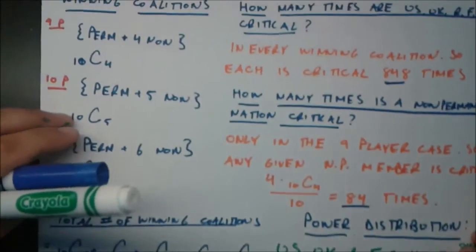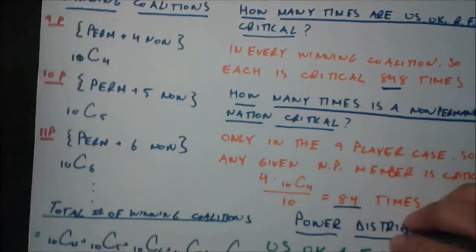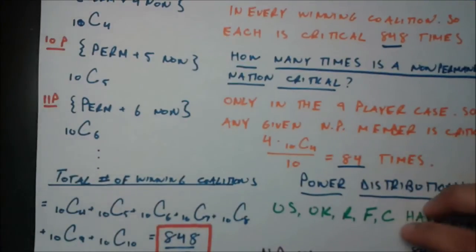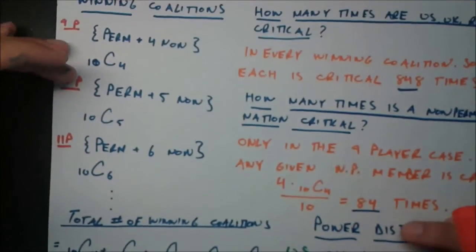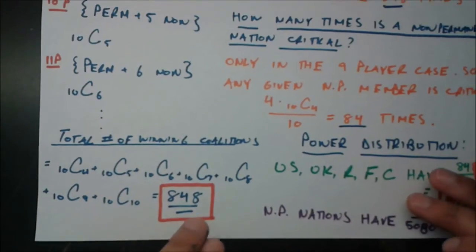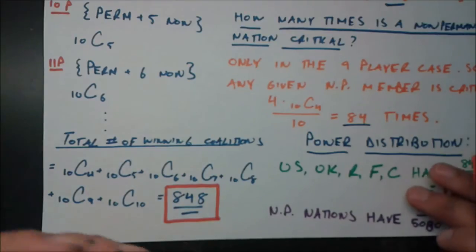We can go over the details of this after the next video, but don't worry about the math right now. Don't worry about these combinations and stuff. Let's just talk about the numbers that arise. I calculated all the winning coalitions, and the total number of winning coalitions came out to 848. That means there are 848 different combinations of people you can make so that each of them will win, get a yes vote, and be ratified.